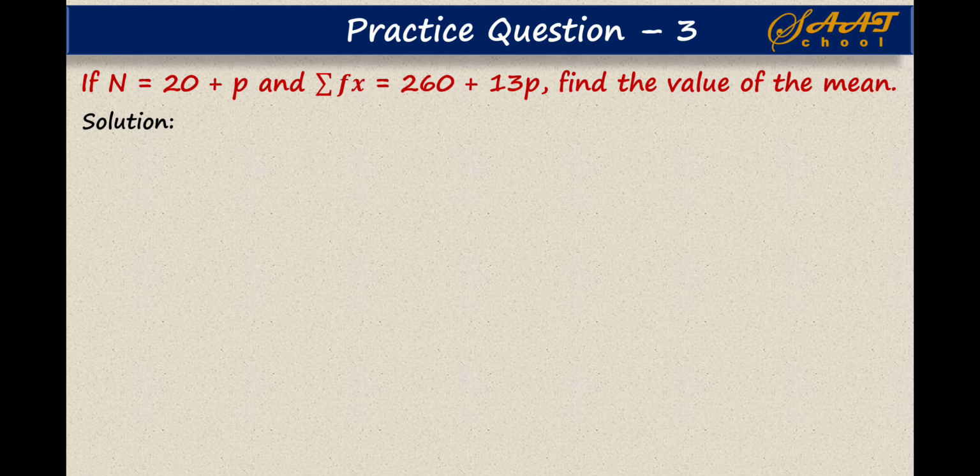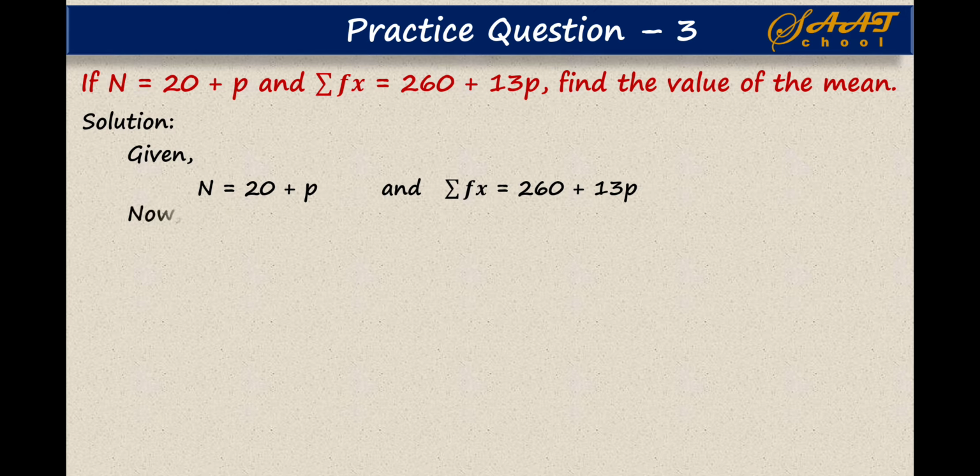Practice question 3. Here n is given 20 plus p. Sum of fx is 260 plus 13p. Now the question is to find the value of mean. Now the given is n equals 20 plus p. Sum of fx is 260 plus 13p. Now the question is to find mean, and we know the relation of mean with sum of fx and n. So this is the relation.